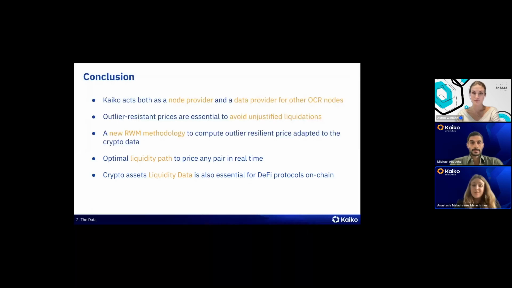Finally, other types of data can be used on-chain by protocols, specifically liquidity data, as I just explained to you. We're now open for questions, if you have any. So yeah, thank you very much.